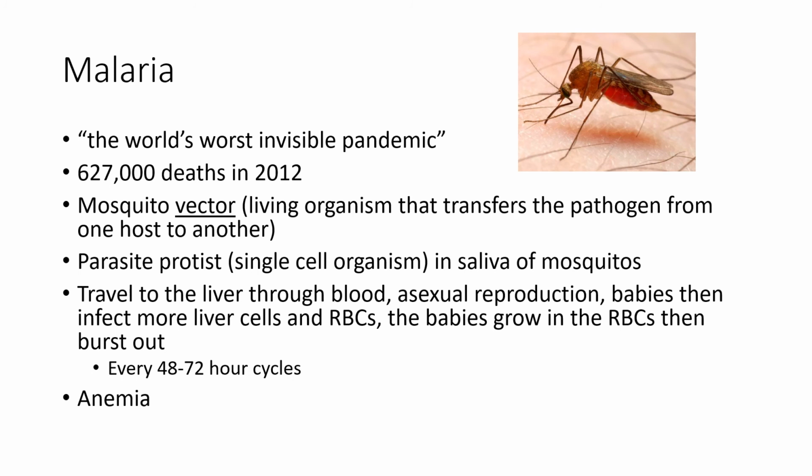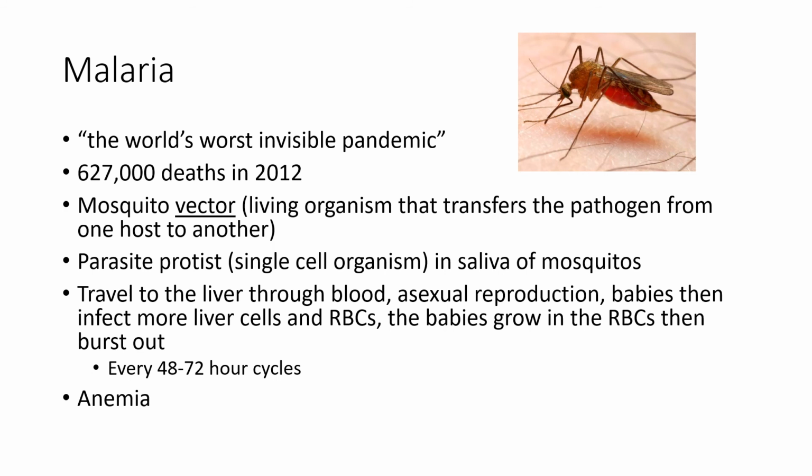I do want you to know this term: vector. A vector is a living organism that transfers the pathogen from one host to another. In this case, our vector is a mosquito, or mosquitoes in general. It is a parasite that lives inside the saliva of mosquitoes. Mosquitoes will then bite a host, which delivers the parasite into the host's blood system. It travels to the liver and experiences asexual reproduction. The babies of those original parasites will then infect more liver cells and red blood cells.